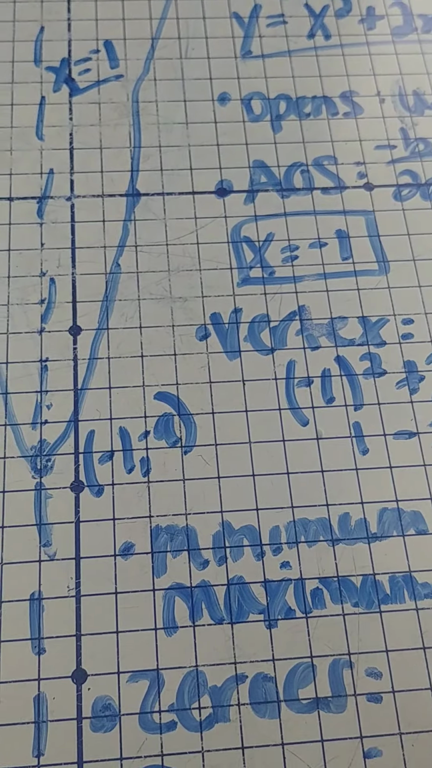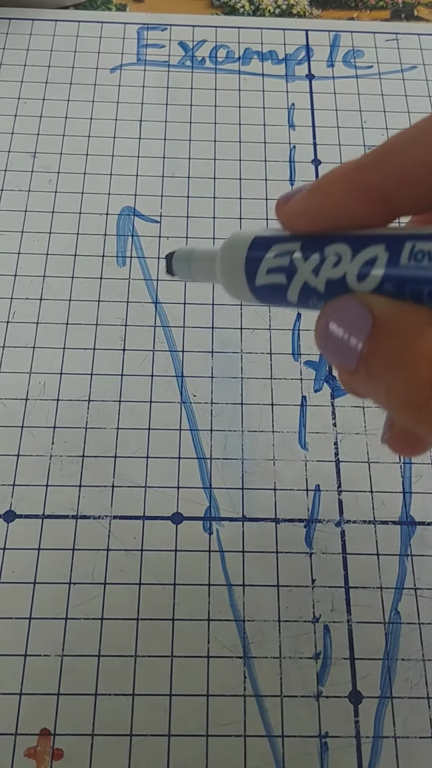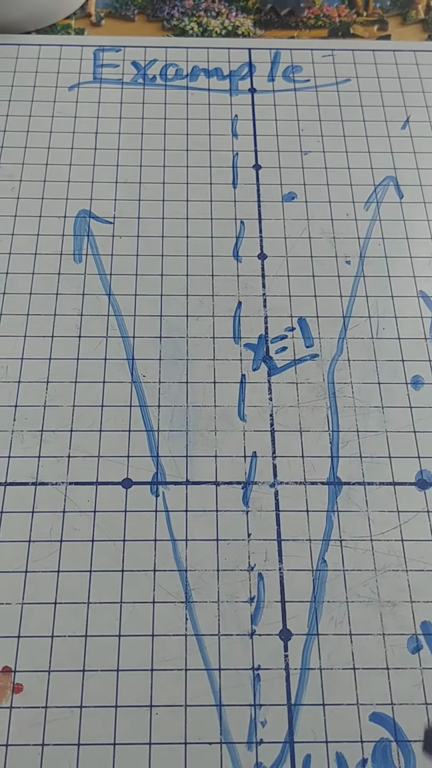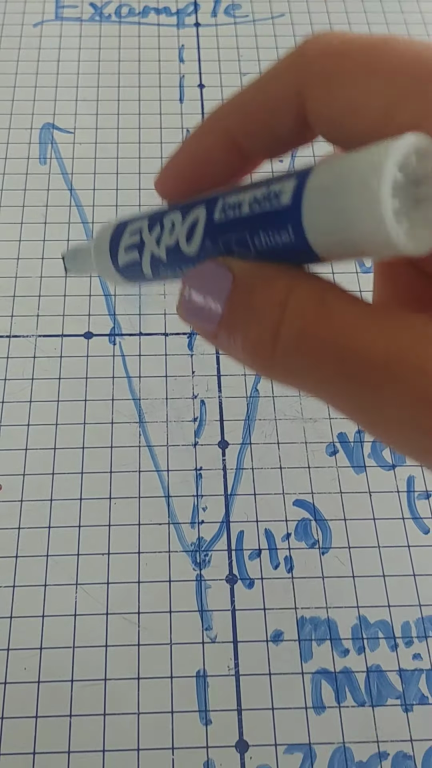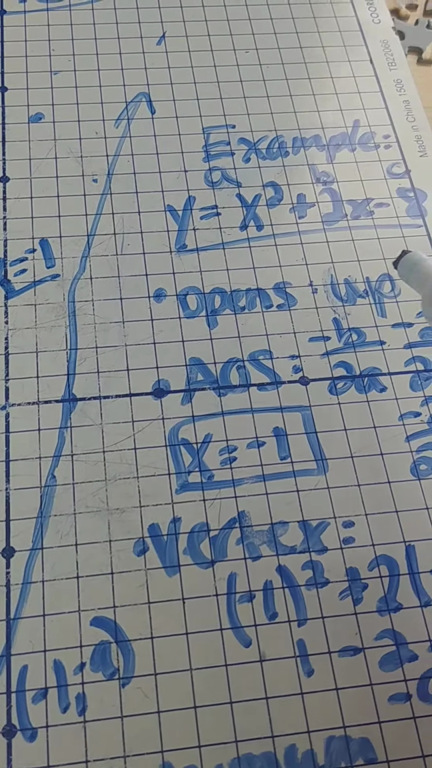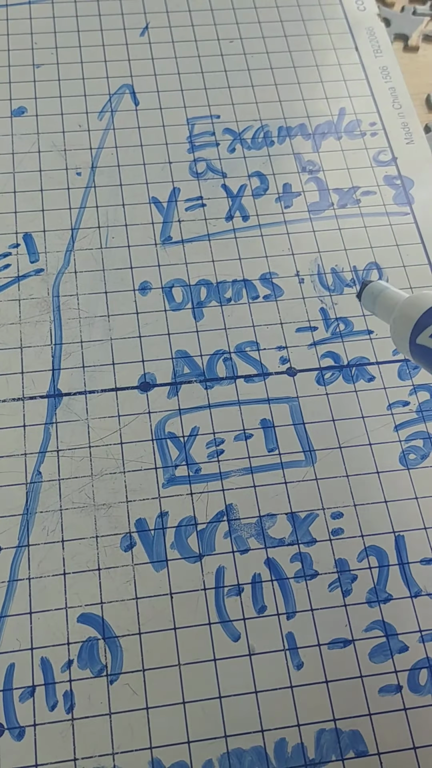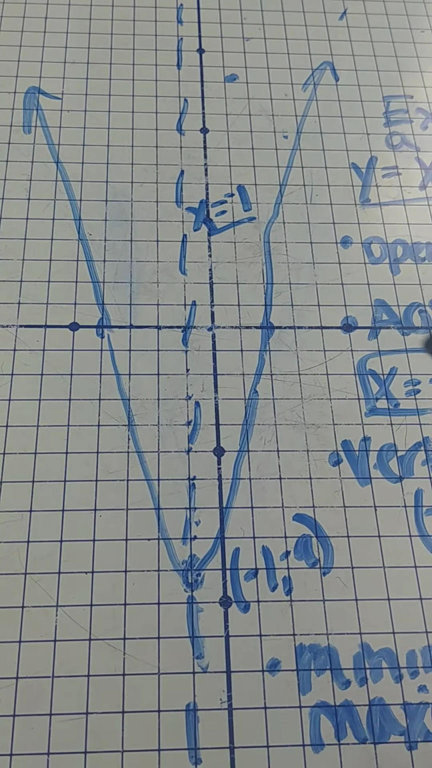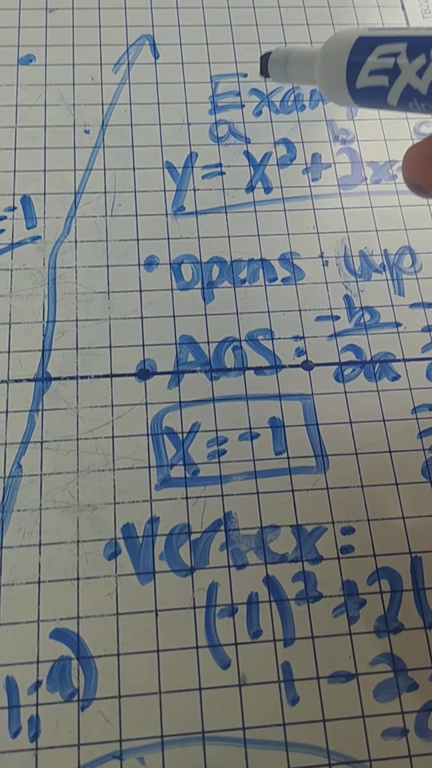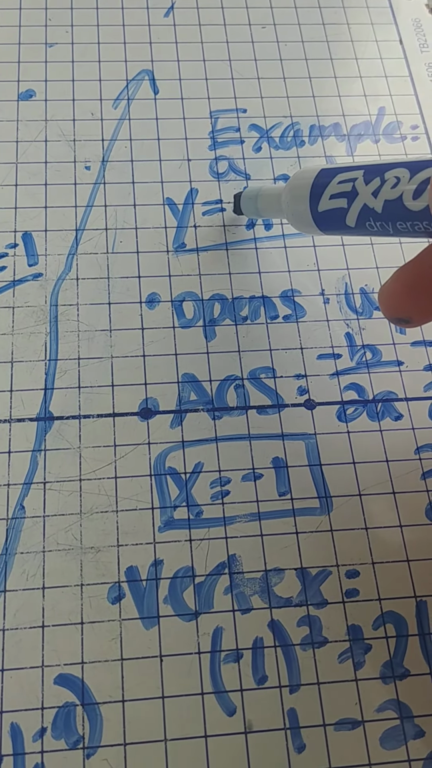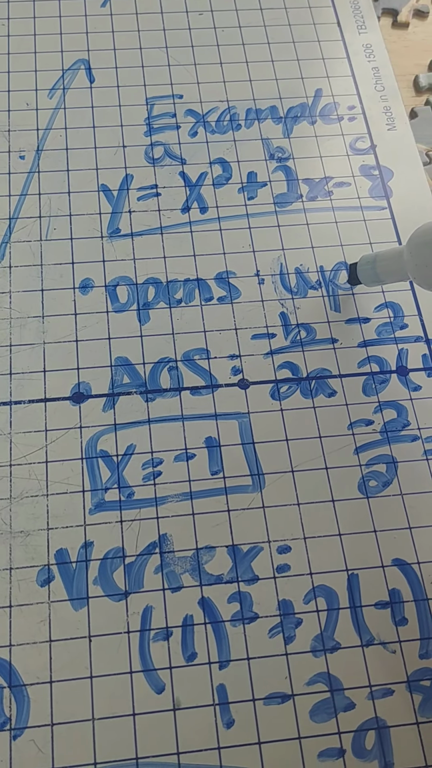Sometimes we might have a maximum. If the equation is negative and it's going down, we'd have a point up here and it would be a maximum. In this case, since we're opening up, we already know this is positive. This is opening up. We know that we're going to have a minimum. So we're going to circle minimum. And I can tell minimum from A's value and from the fact that I wrote opening up.